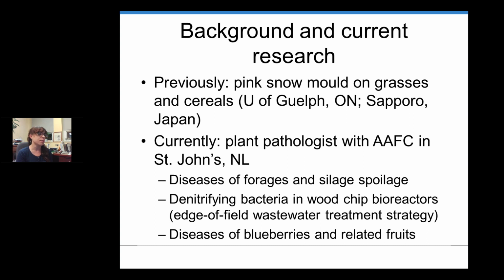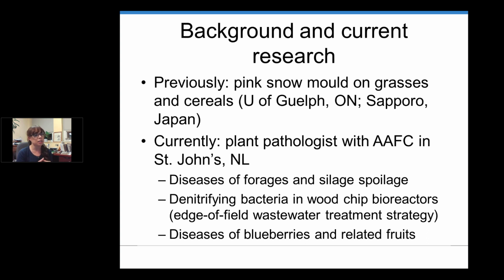But one thing that I'm passionate about and that I'm expanding my research program in is diseases of forages as well as silage spoilage. So what happens after you've already collected those grasses and are doing your best to store them. I'm also doing a little bit of work to identify some denitrifying bacteria that live in wood chip bioreactors.